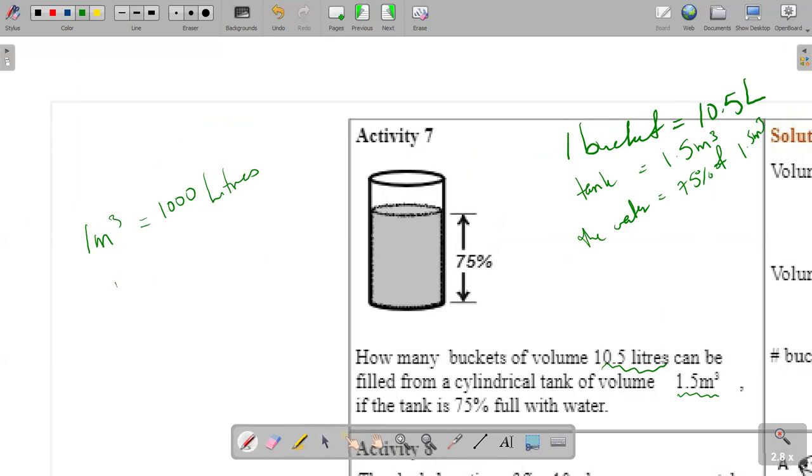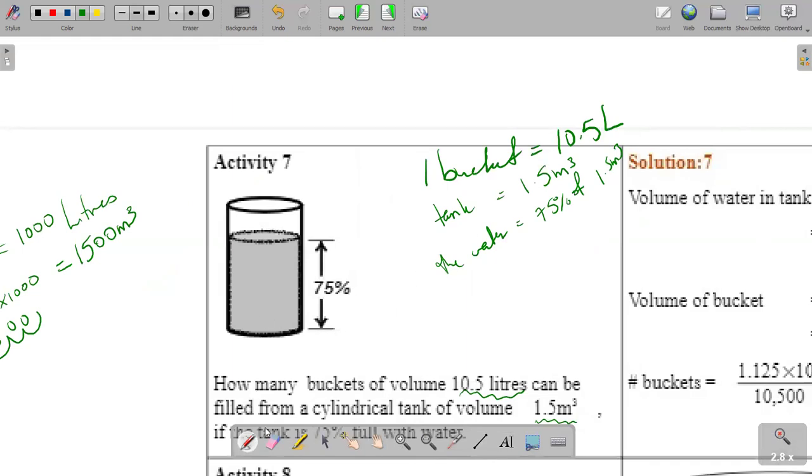So I would take my 1.5 times 1,000. That means I jump my point 3 times. So 1.5, jump it 3 times: 1, 2, 3. I add zeros here. So that means my answer is 1500. Sorry, that's liters, because we just changed it to liters, right? So that means I now have the volume in the tank. So I could put here the correct conversion. Now I have this in liters as well: 1500 liters.